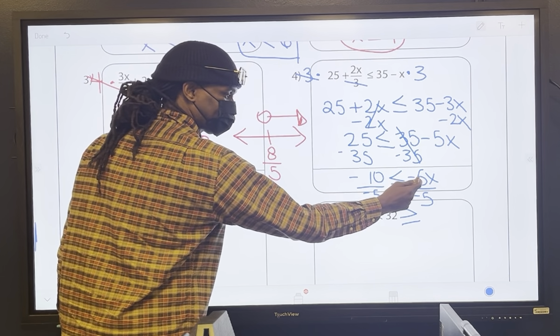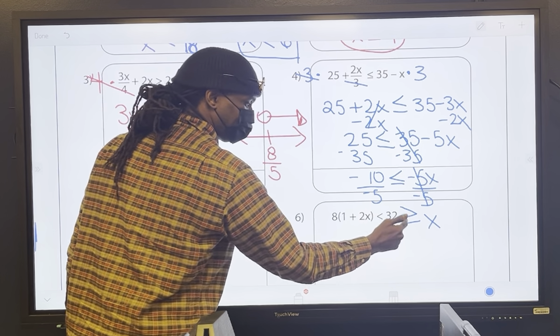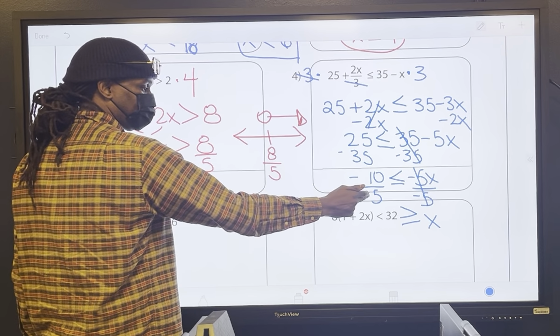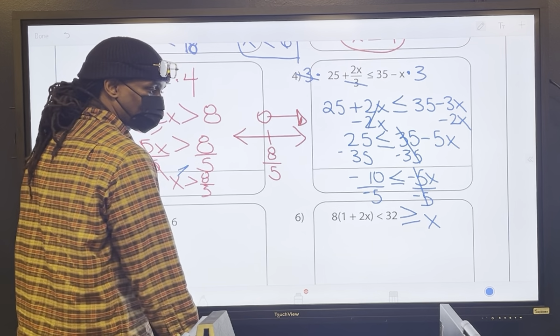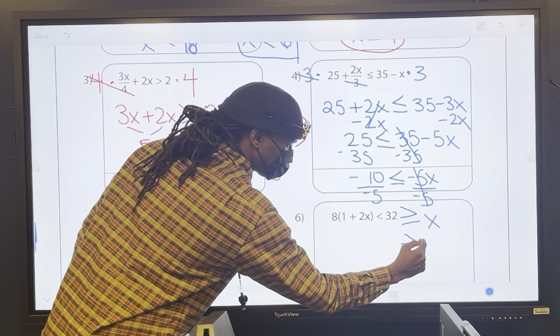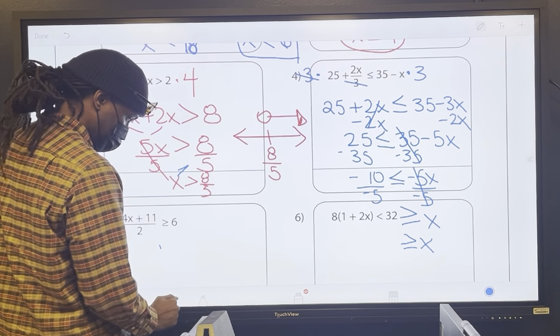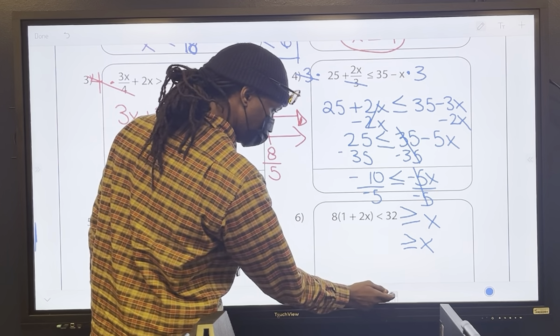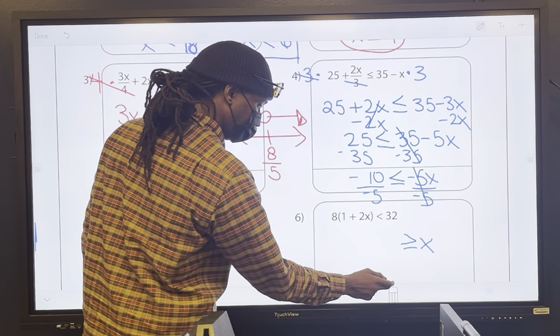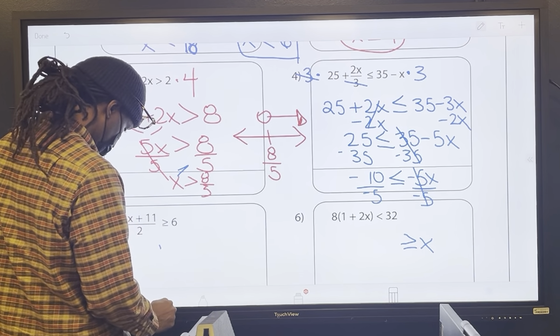So now my 5's cancel. I'm left with x is less than or equal to negative 10 divided by negative 5. Negative 10 divided by negative 5 is what? 2. Positive or negative? Positive 2. Good job.